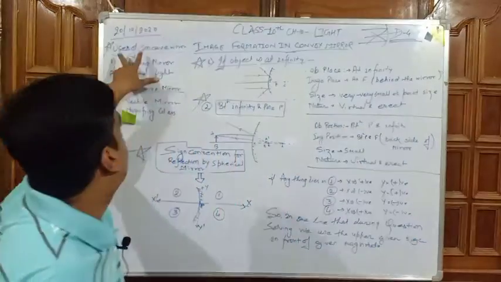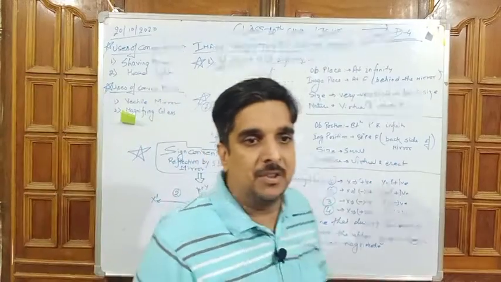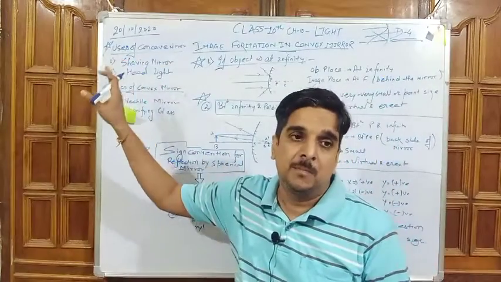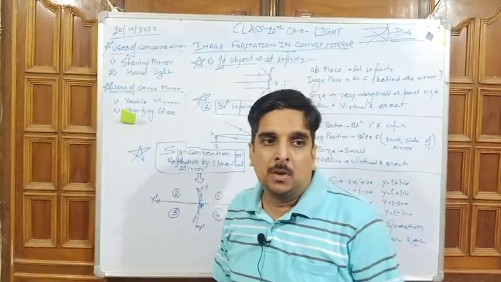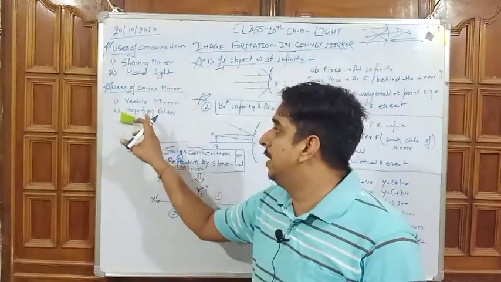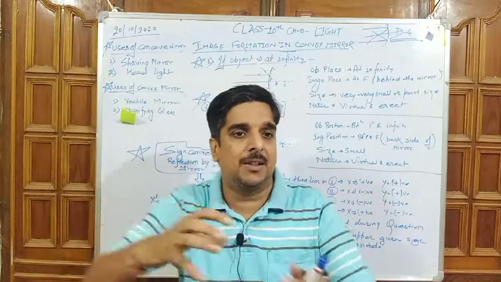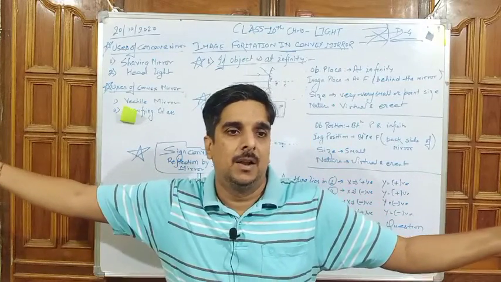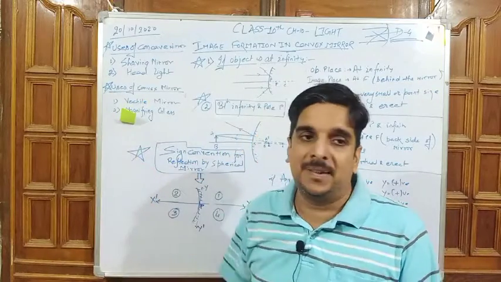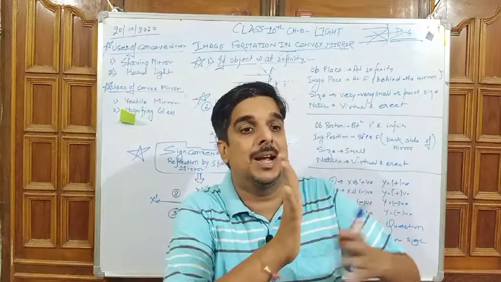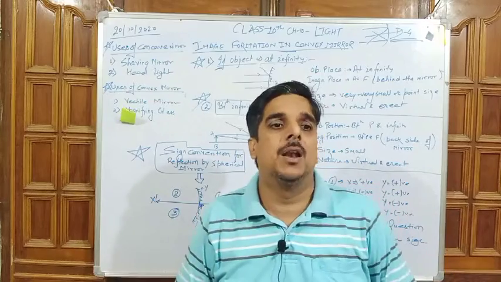For the concave mirror: shaving mirror and headlight. These are the uses of concave mirror in our daily life. And for the convex mirror: vehicle mirror and magnifying glass. Vehicle mirror means side mirror. You can see that an object very far behind the vehicle looks a little closer. This is the basic concept. Why? Because a convex mirror covers a large area.